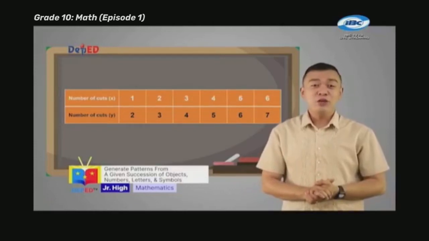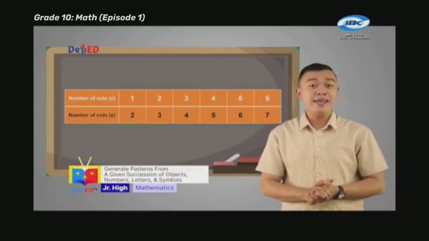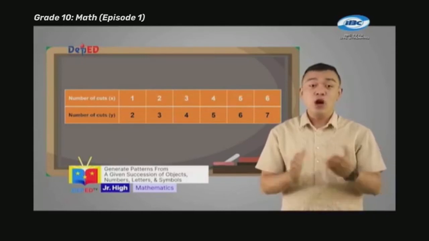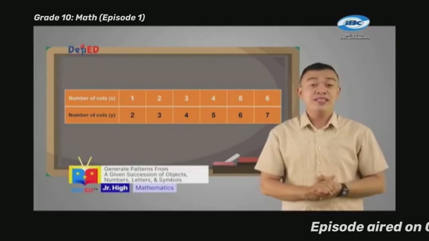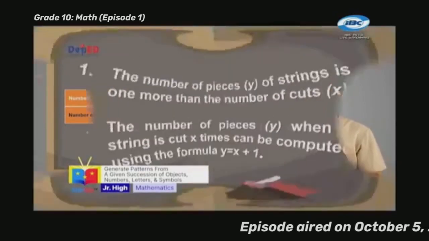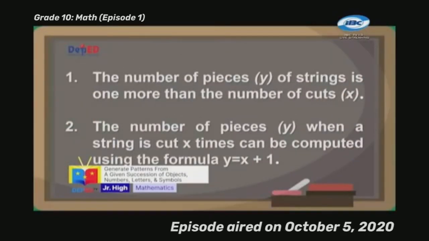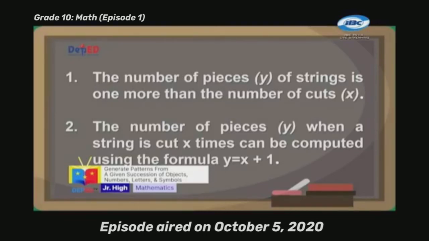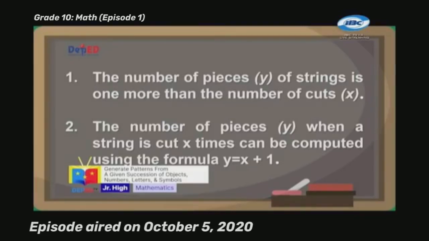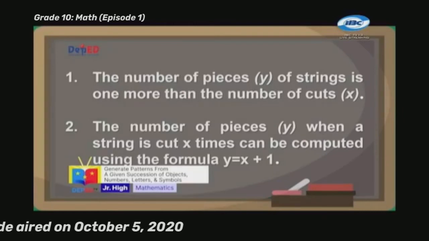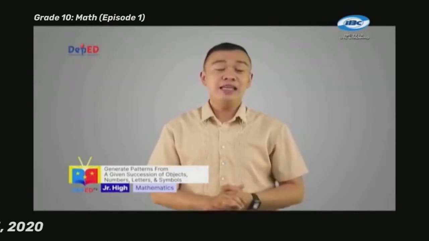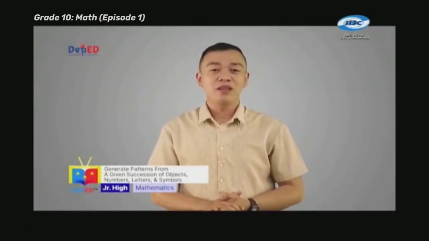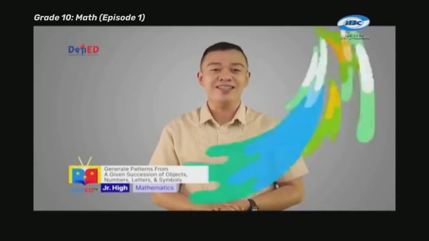From the table, notice that the number of pieces y of strings is 1 more than the number of cuts x. Thus, we can state our conjecture as: the number of pieces y when a string is cut x times can be computed using the formula y = x + 1. Using y = x + 1, we can now solve the number of pieces of the strings we have made from the cuts.